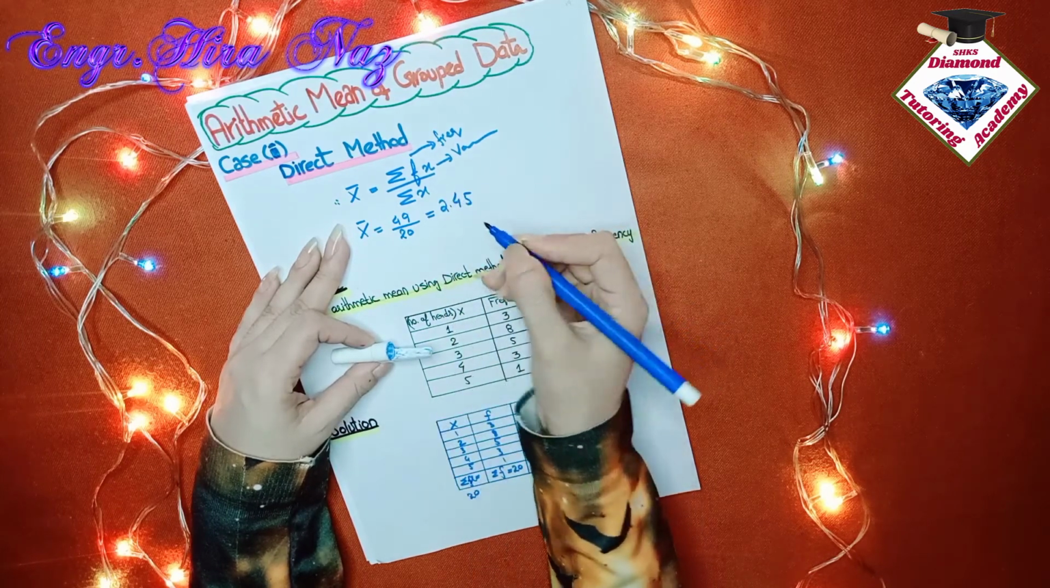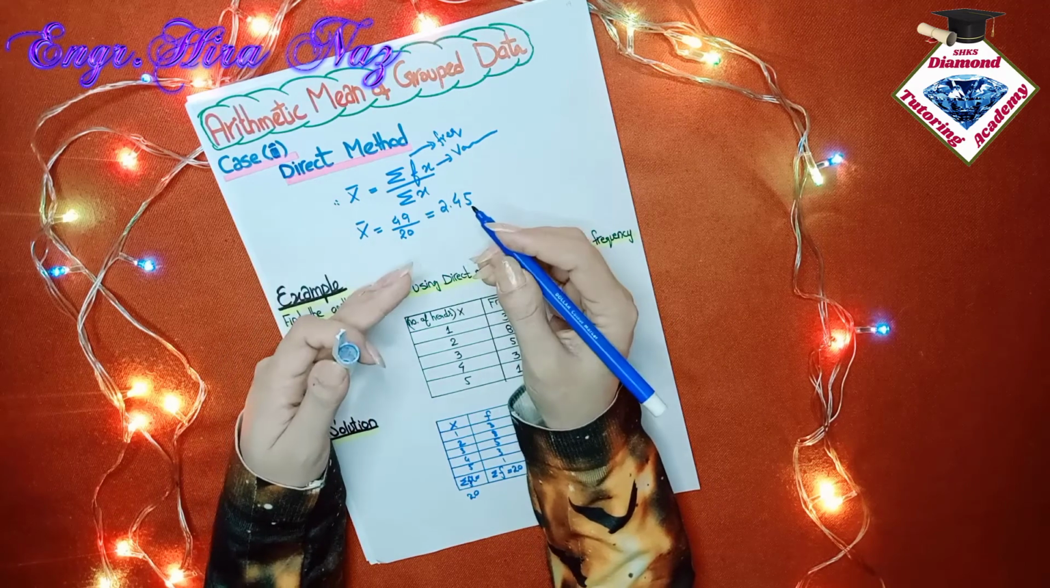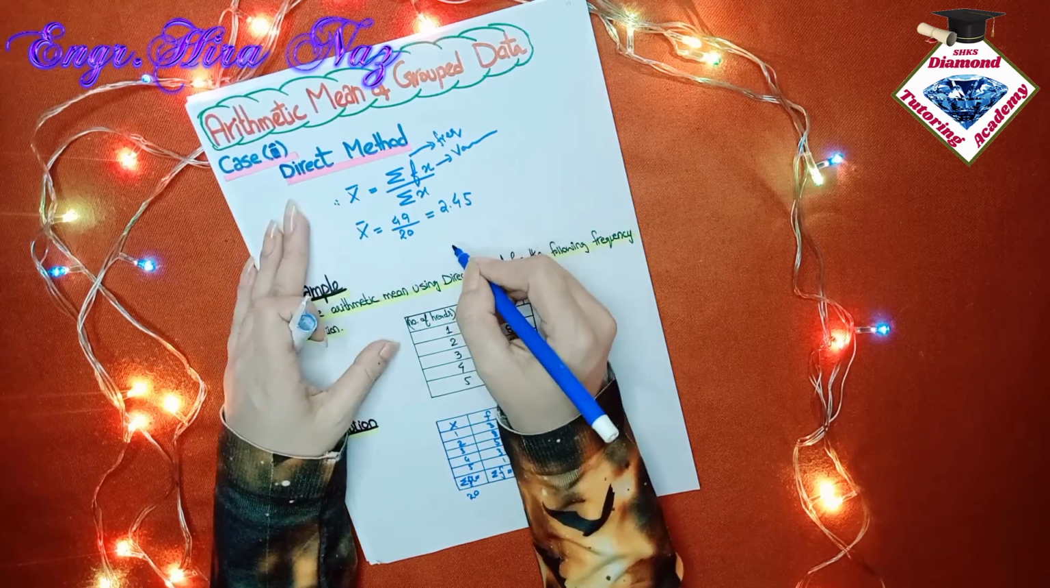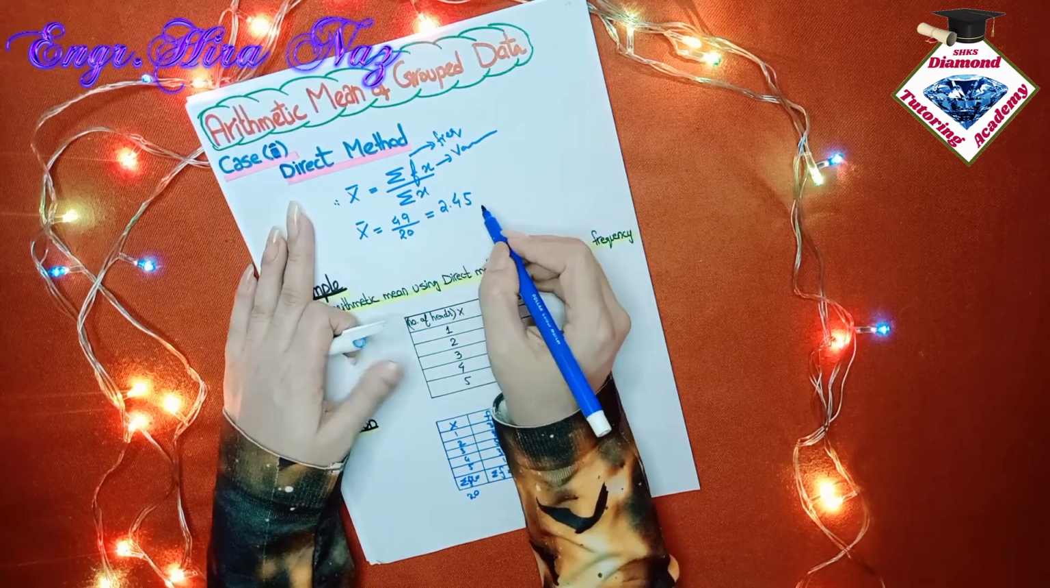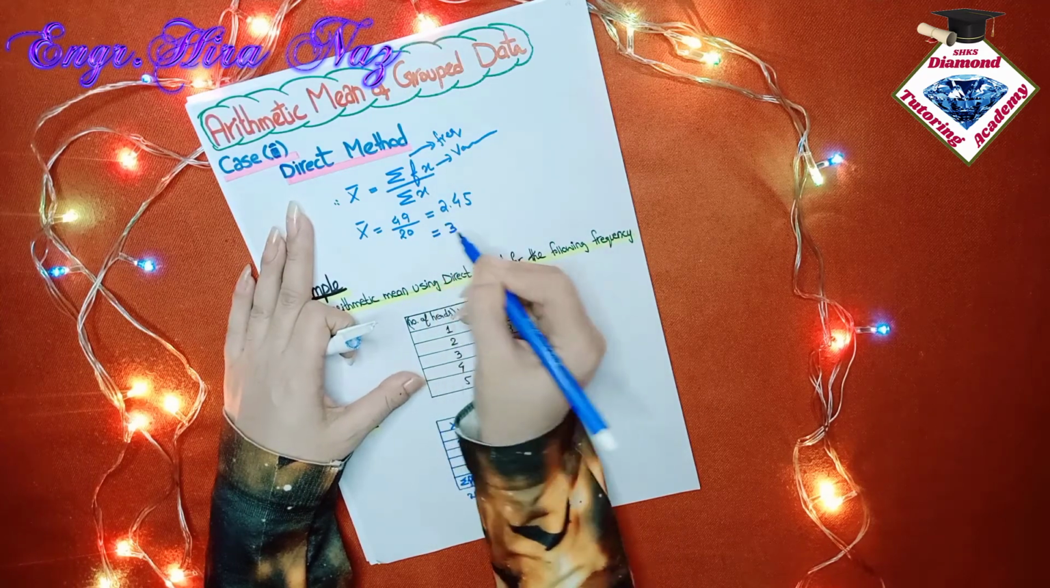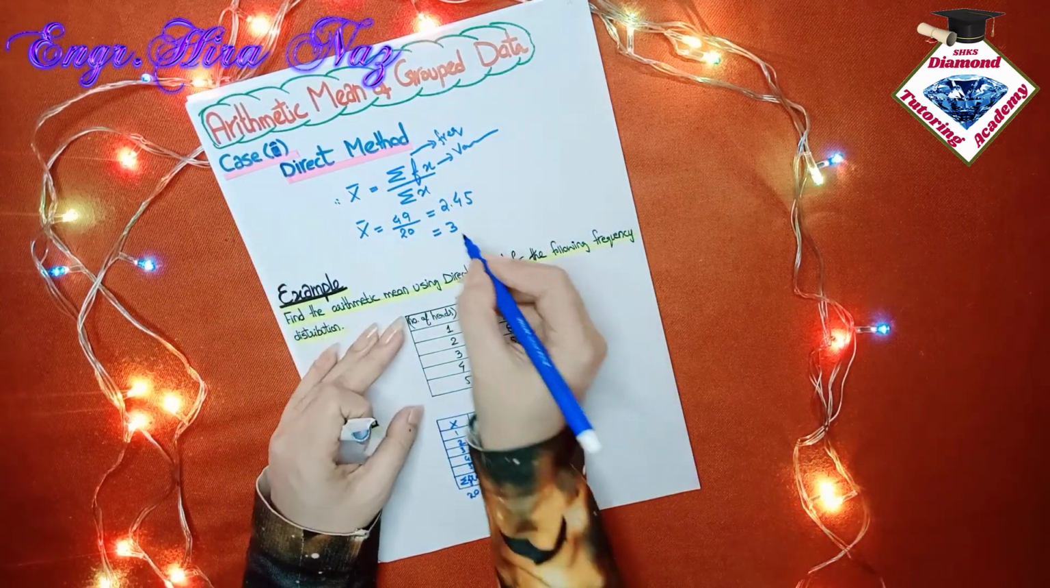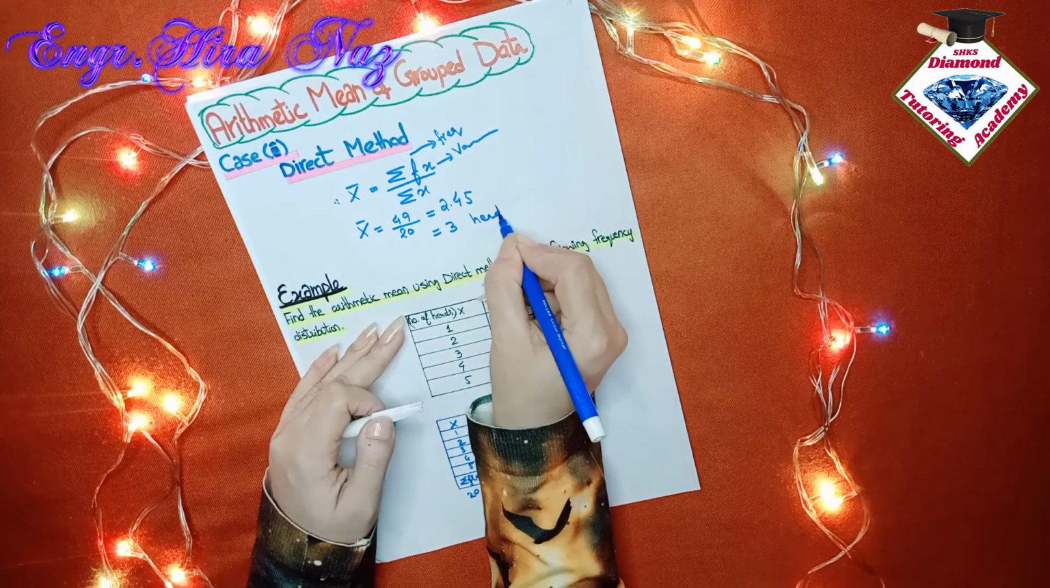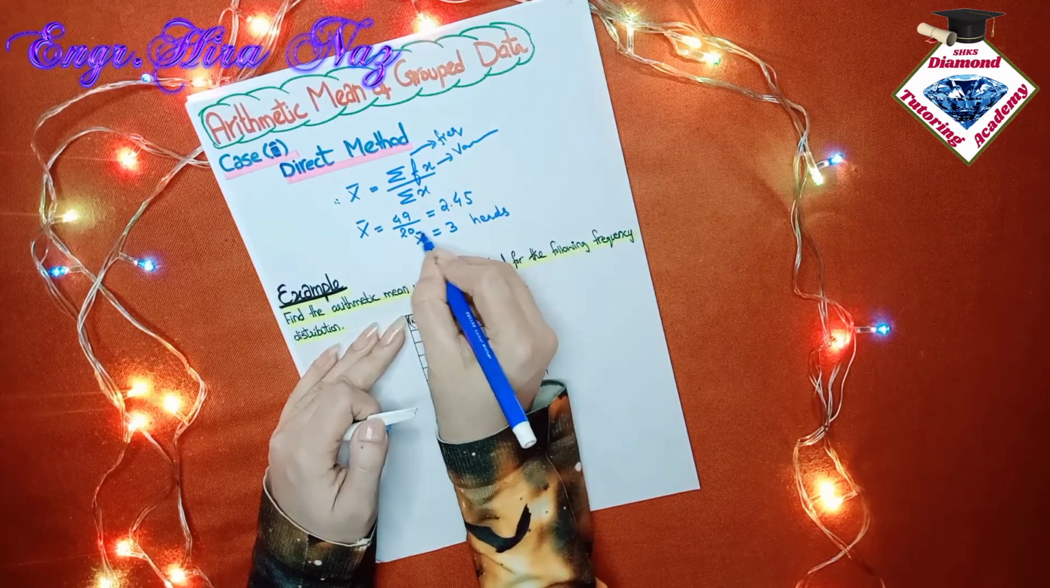We have here 2.45 as our answer. But variable is discrete, so we cannot take this decimal as answer. So we have to round them off as 3. Understand? So we can say 3 is our answer, mean of our given data.